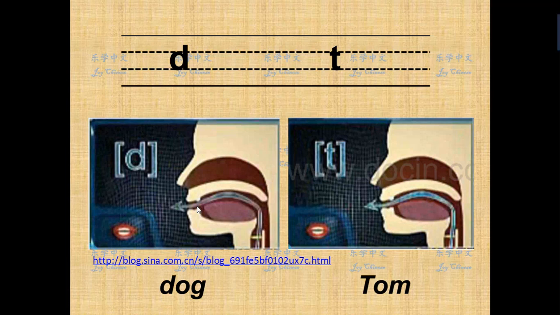The way d is pronounced is very similar to dog: d, d. And the second one, t. The pronunciation is similar to tongue: t, t.